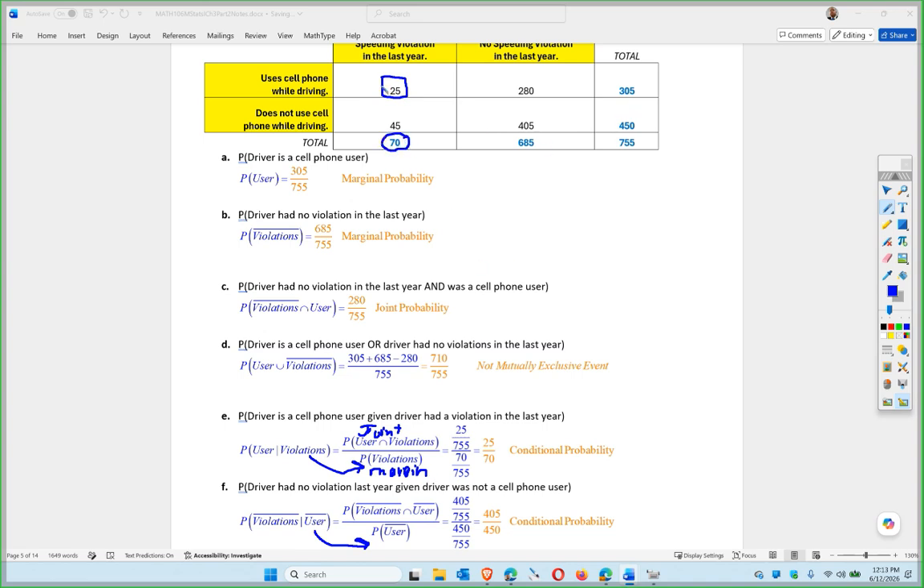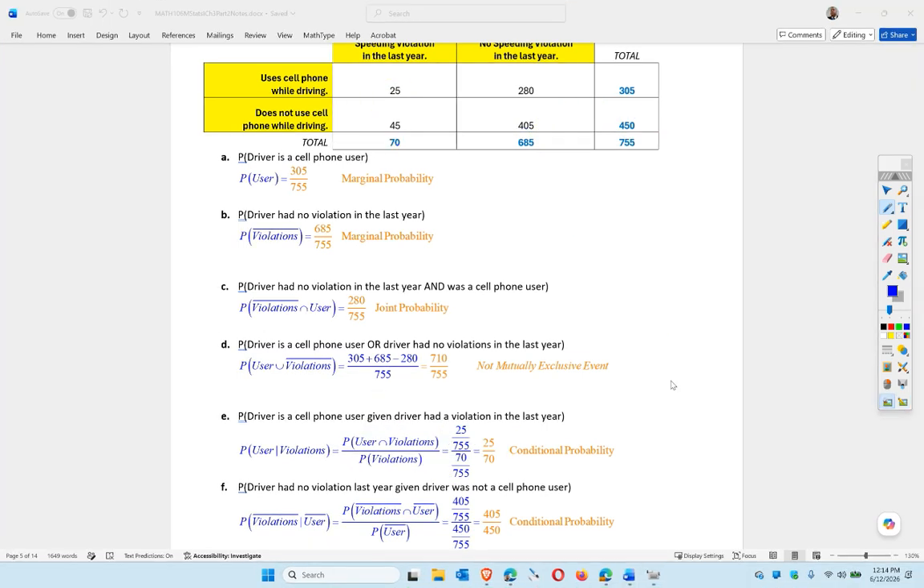So I could just skip it and do 25 over 70 if I knew the way it worked, or you can just do it individually with the individual fractions essentially and still get the same answer. Okay, so same thing. Violations and user, right, are 405, and then the not users is this one right here. So that would be your fraction if you just wanted to do the shortcut without actually writing the whole formula.